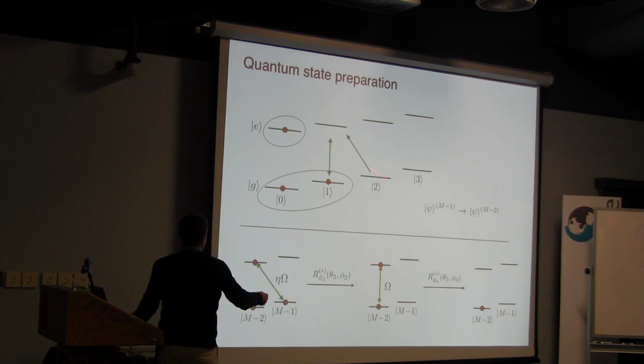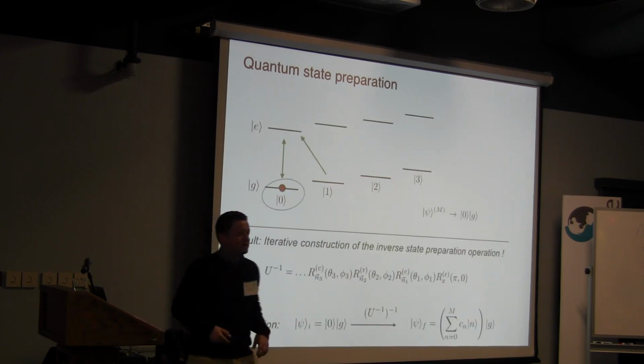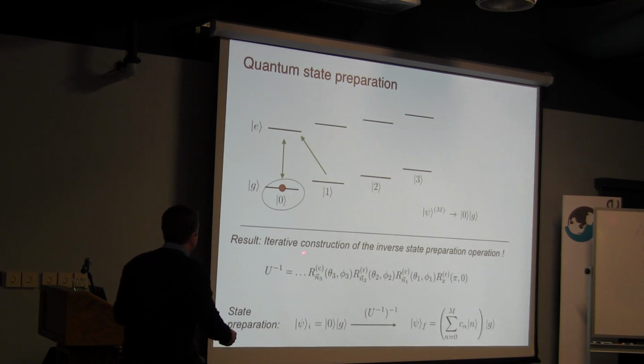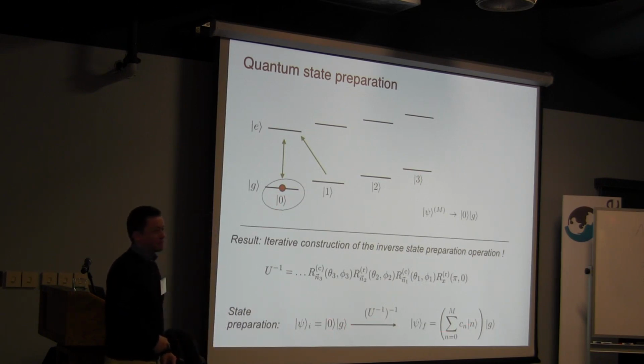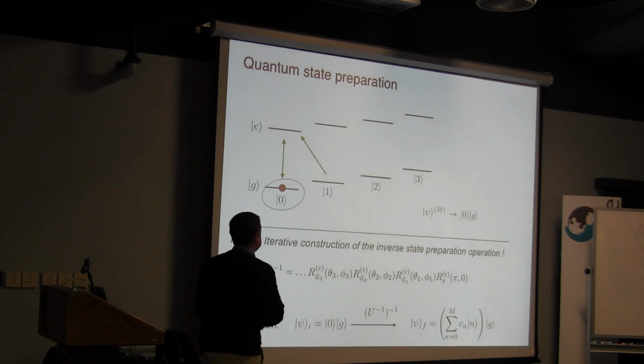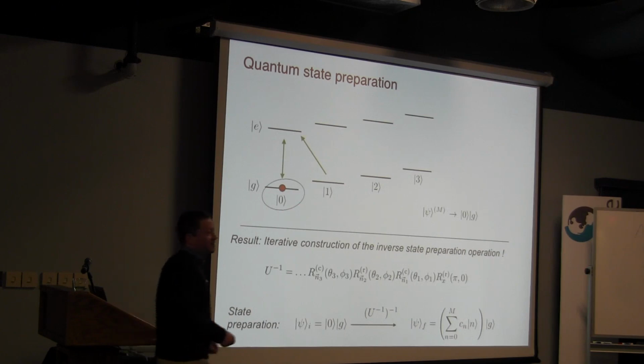So continuing, I can remove population from here, I reduce my system size further, and by continuing this, I will eventually end up in the ground state. And by this I have now explicitly, iteratively constructed the unitary which solves this inverse problem: given a certain superposition state, mapping into the ground state. Now I invert it, and apply these parts in the reverse order to create the superposition state. Okay, so this is, I think, in the end a very nice idea, and can be used for arbitrary states.